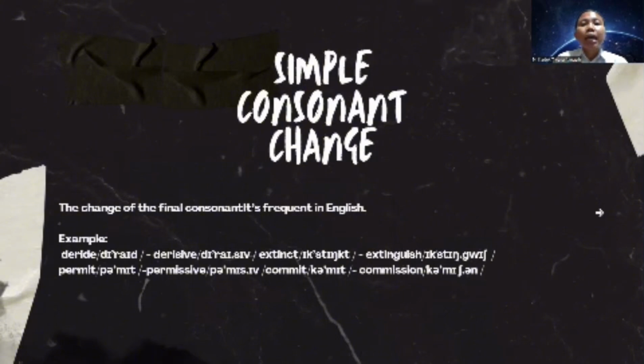Next is simple consonant change. Simple consonant change is the change of the final consonant. It is frequent in English. For example, the word deride, derisive, extinct, extinguish, permit, permissive, commit, and commission.